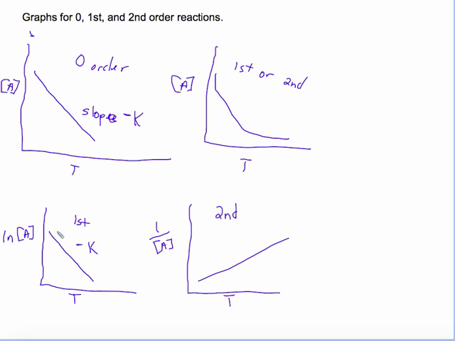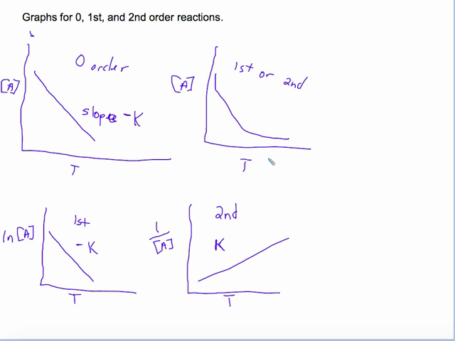And if you try the natural log and that still doesn't turn it into a straight line, you could try 1 over the concentration, and if that turns it into a straight line, then you have a second order reaction. And then your slope is equal to a positive k.